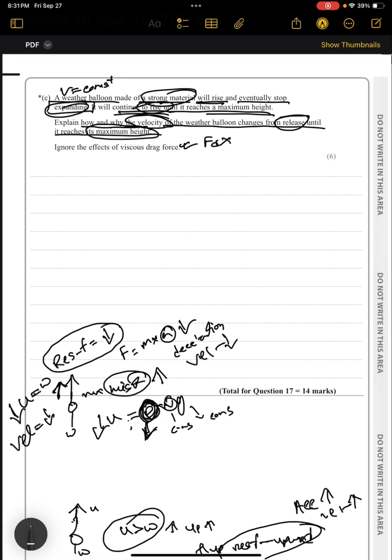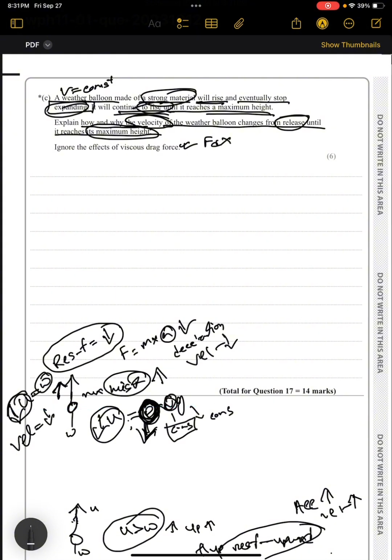But somewhere in this position, when it has reached its maximum height, its velocity becomes constant, and we all know density decreases at this position at maximum height. As the height increases, the density decreases. As the density decreases, the upthrust also decreases. So this upthrust decreases and the weight is constant.